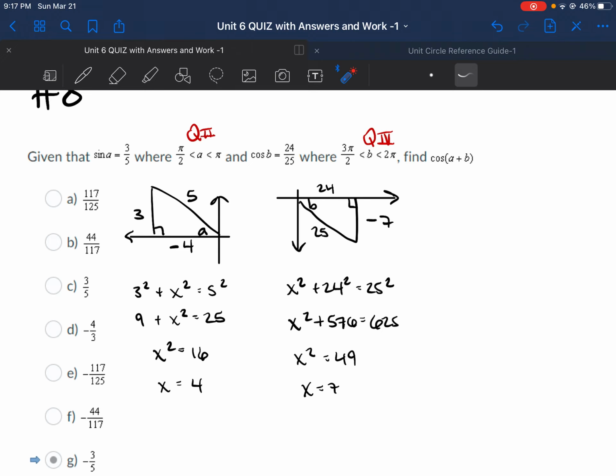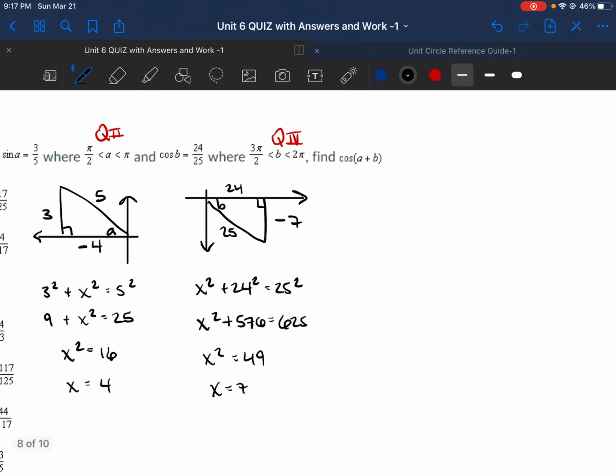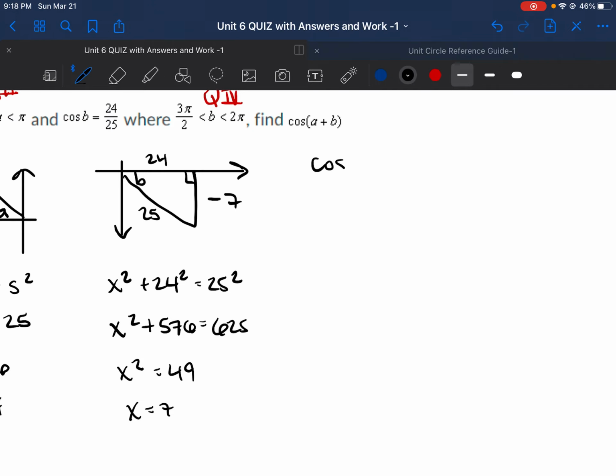So this time we want to calculate cosine of a plus b. So cosine a plus b equals cosine a cosine b minus sine a sine b. Keep in mind that cosine is kind of a weird one. You got the plus sign here in the middle, you really get a minus sign when you continue with the formula.